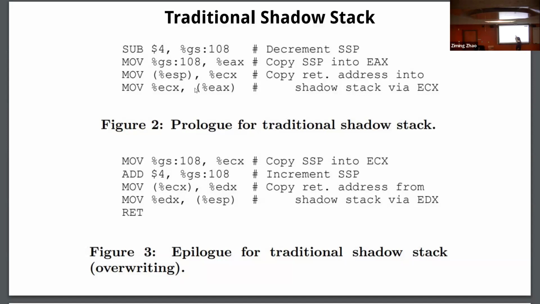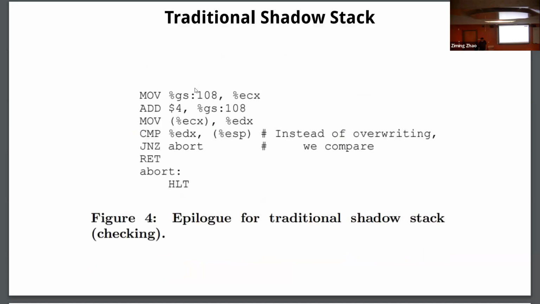Let's see what this piece of code is doing. It will first copy the shadow stack pointer to ECX. Then we load whatever the shadow stack pointer points to into EDX. Then we move that to where ESP points to. So in this piece of code, we're just copying the return address back from the shadow stack. We do not really care. We do not even check whether the main stack address was overwritten. Right. So this is a traditional shadow stack.